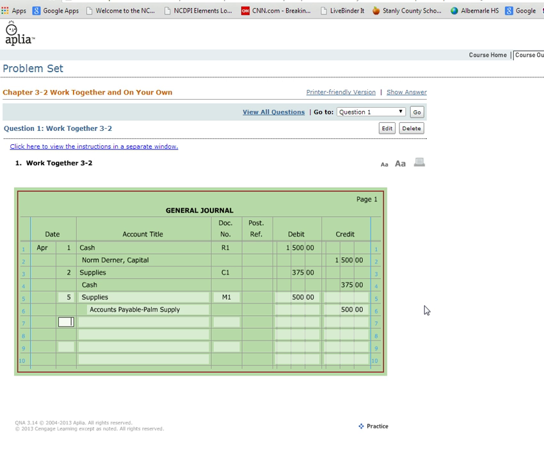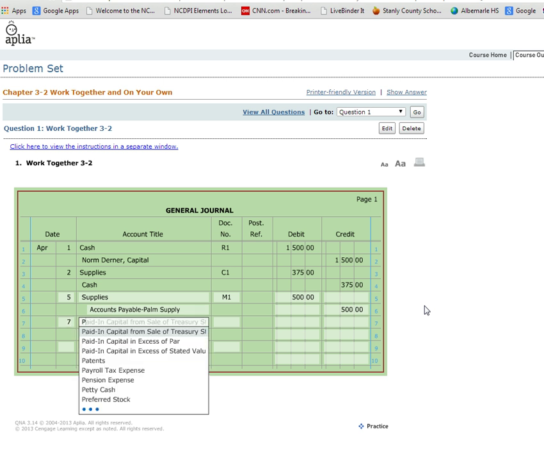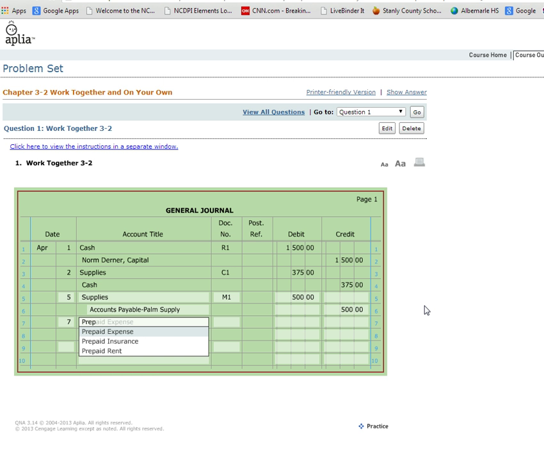On the 7th, paid cash for insurance. Cash and insurance are two asset accounts. If we paid cash, cash is decreased, so that's going to be a credit. Insurance increased because we bought more insurance, so that's going to be reflected as a debit. So on the 7th, the account that we use is prepaid insurance, not expense. Prepaid insurance.